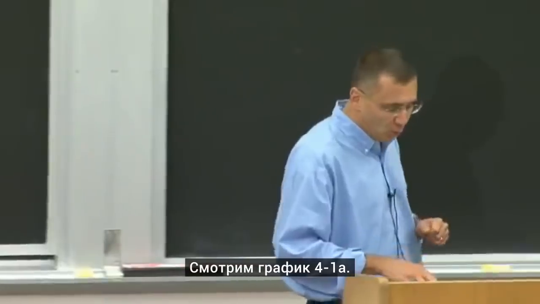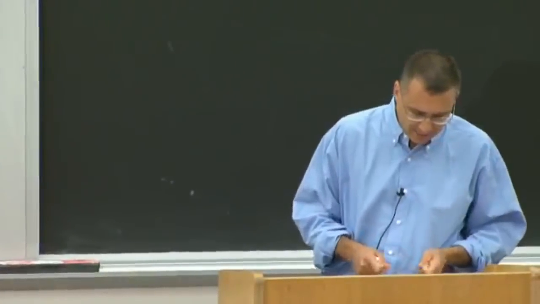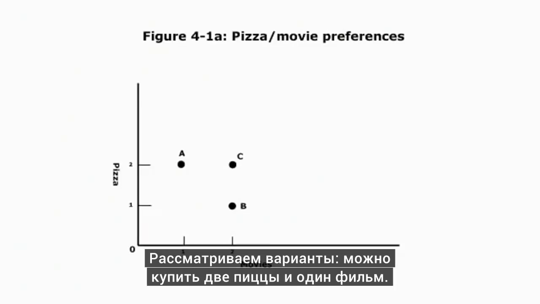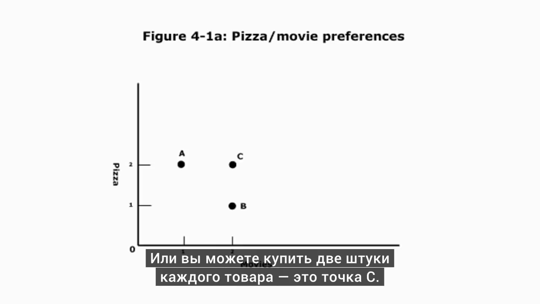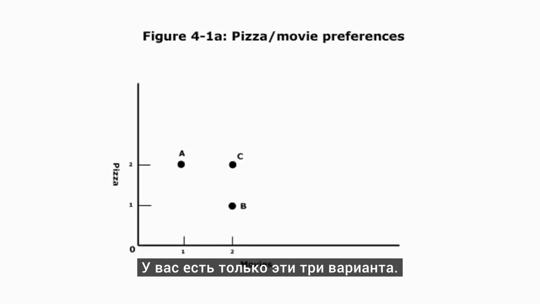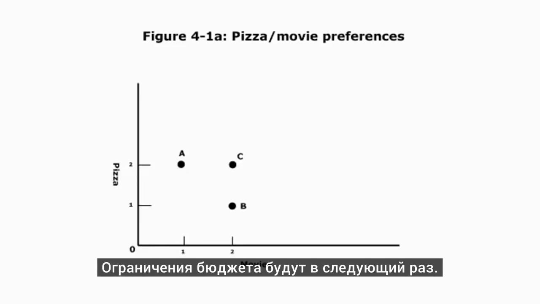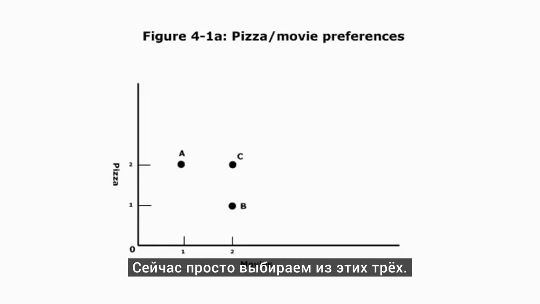So go to figure 4.1a. We're going to consider you can have two pizzas and one movie, that's point A. You can have one pizza and two movies, that's point B. Or you can have two of both, that's point C. There's just three choices you're facing. Once again, we're ignoring paying for them. Budget constraints is next time. Now we're just saying I'm giving you these three choices.